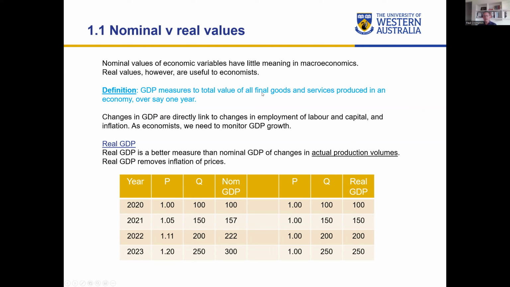The word final is important because in this measure of GDP, we don't include intermediate goods. So we don't include the value of the timber which goes into the production of a timber table, because the measure of GDP will include the full value of the table when it is sold in the marketplace. So that table might sell for $1,000, and that will add $1,000 worth of GDP to our total GDP in Australia.